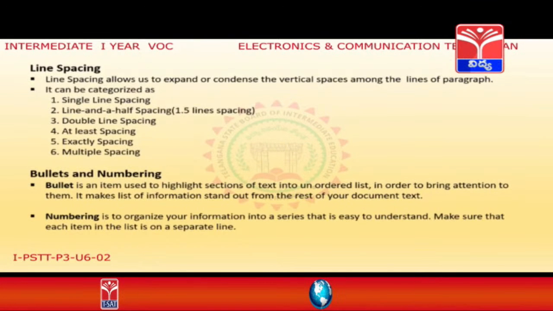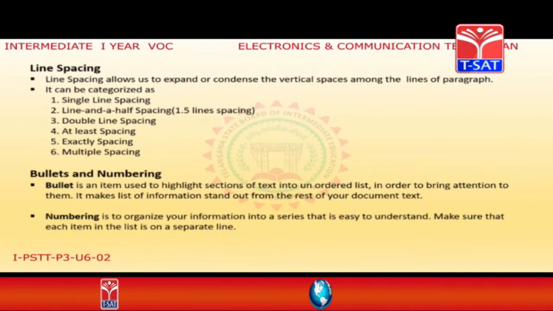Line spacing. Line spacing allows us to expand or condense the vertical spaces among the lines of a paragraph. It can be categorized as single line spacing, line and a half spacing, that is 1.5 lines spacing, double line spacing, at least spacing, exactly spacing, multiple spacing.